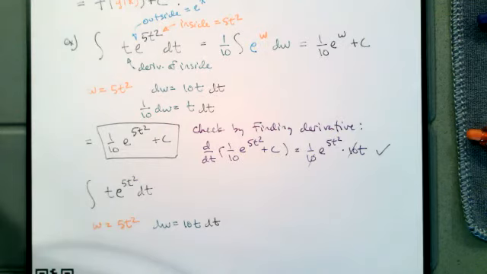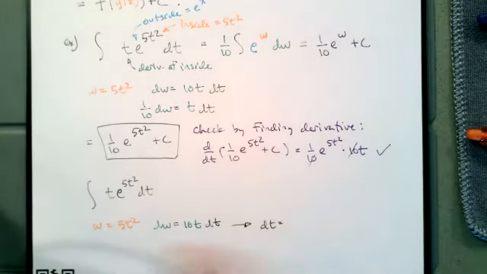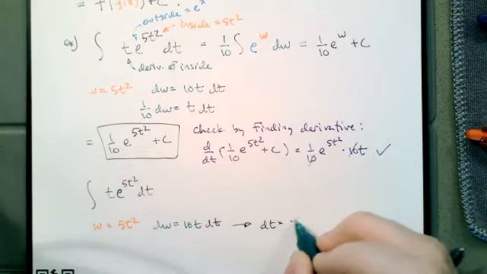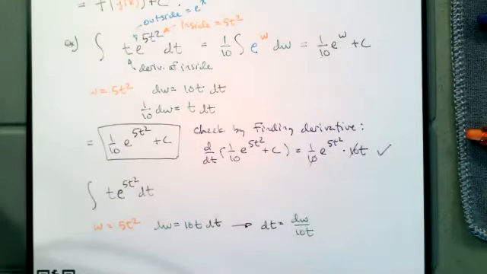So your alternate mechanics is to solve this second part, the dw, for dt. And so dt is going to be dw over 10t. And then just replace that and hope all the rest of the t's cancel. That's disparaging this particular technique, which is not really fair.